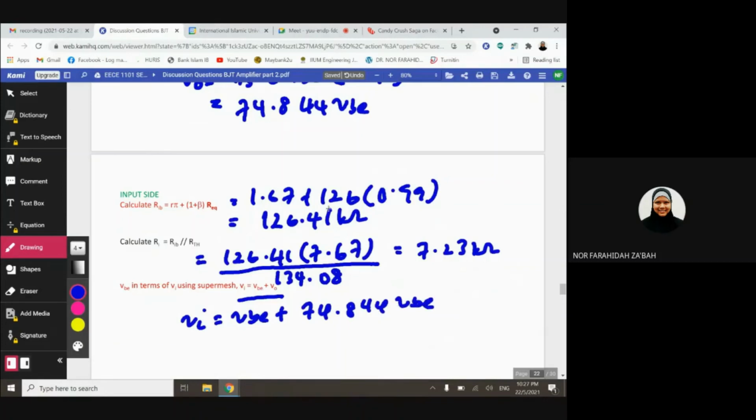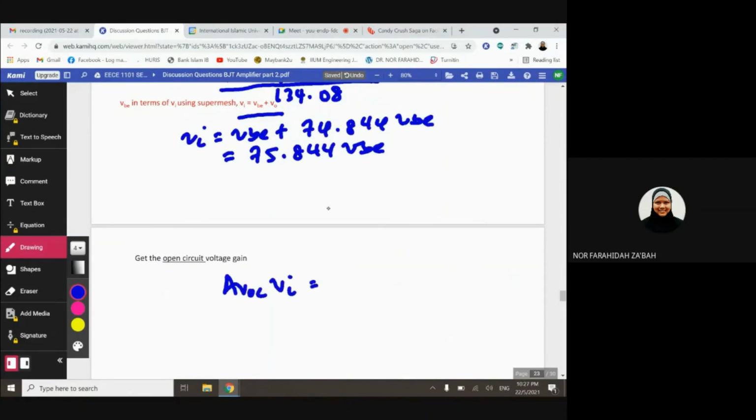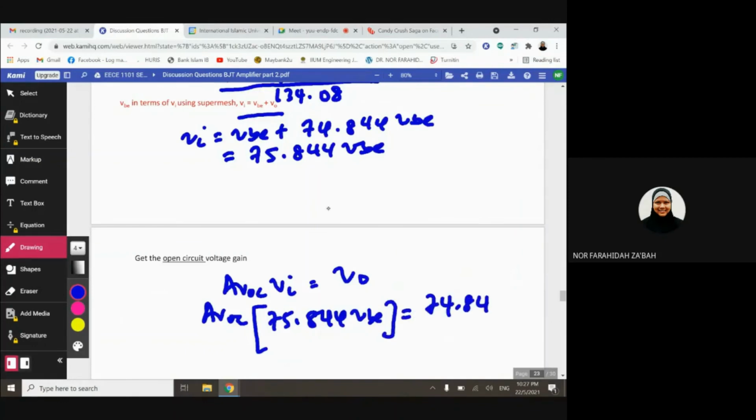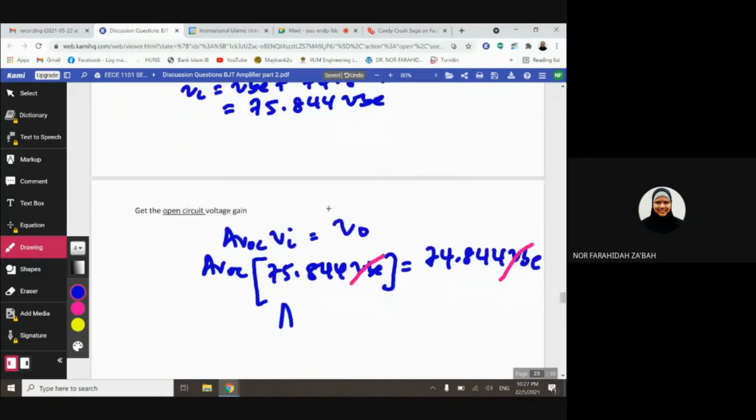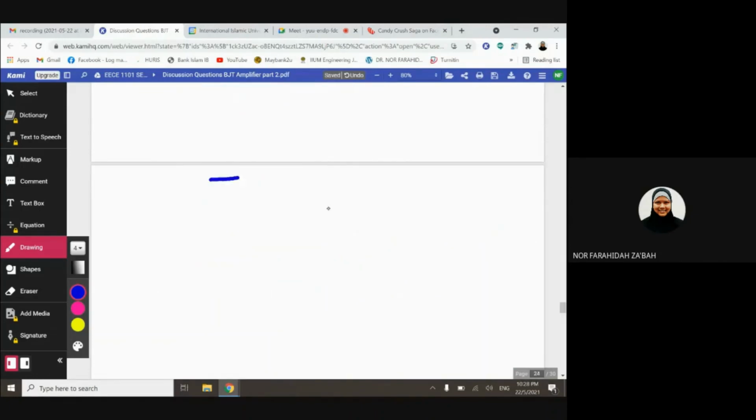Okay. So VI in terms of VBE, VI is equivalent to VBE plus V out, which is 74.844 VBE, so 75.844 VBE. Okay. So finally, AVOC is VI equivalent to V out. So AVOC equivalent to 74.844 VBE over 75.844 VBE. You can cancel VBE out. And finally, your AVOC, you will get 0.9868.